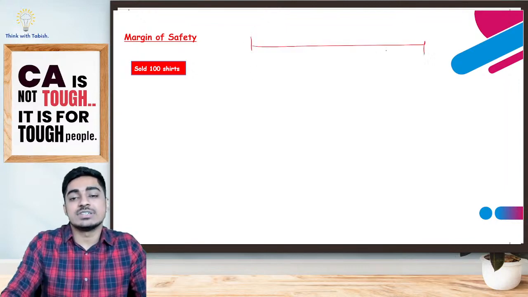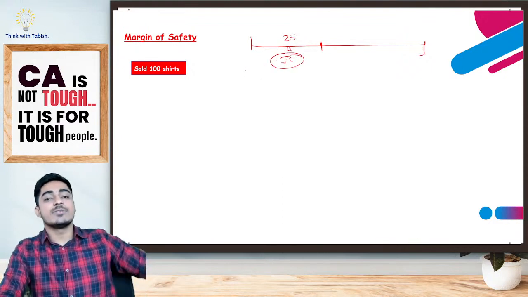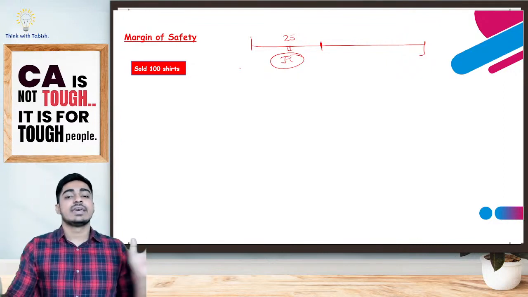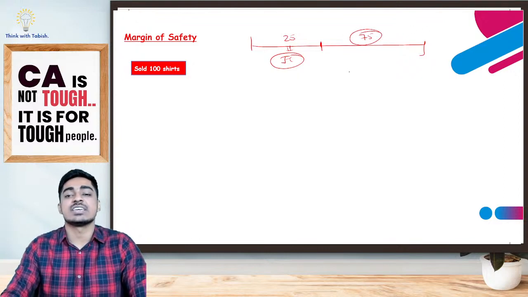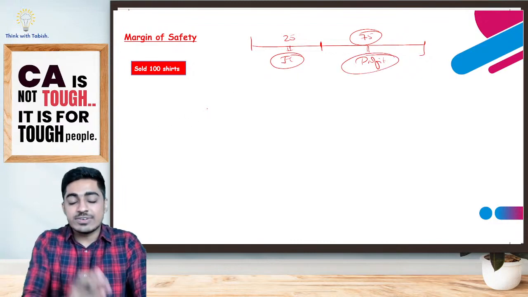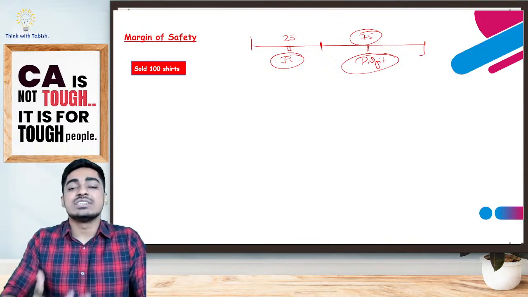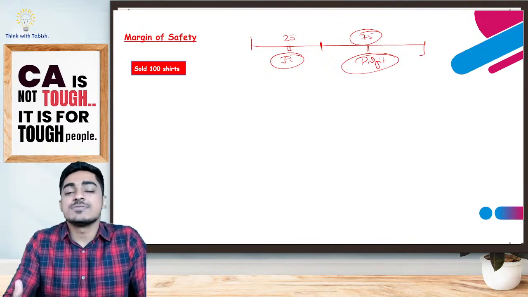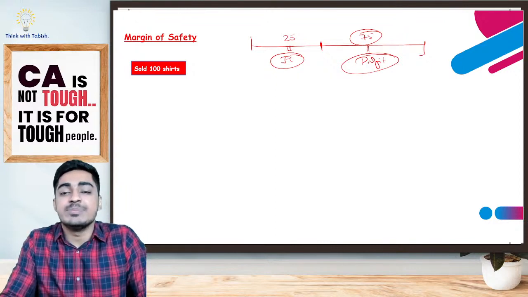The initial 25 shirts were required for me to recover my fixed cost. After that I've recovered all my fixed cost, all my commitments I've paid. After that, whatever extra sale I'm doing, whatever 75 extra shirts I'm selling, that is a complete profit for me. Enjoy, yes or no? So whatever is the sale over and above BEP sale is called margin of safety. Margin of safety means how much sales you are making over and above the BEP sale.